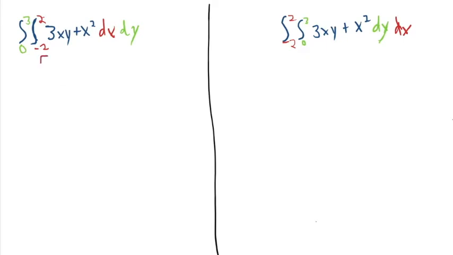So that means we're going to take the antiderivative of 3xy, which is going to be 3 over 2 x squared, and the y just tags along because it's a constant. And then when we do x squared, it's going to be x cubed over 3. And that's going to be from -2 to 2. And the dy, don't forget about it, it is still there.